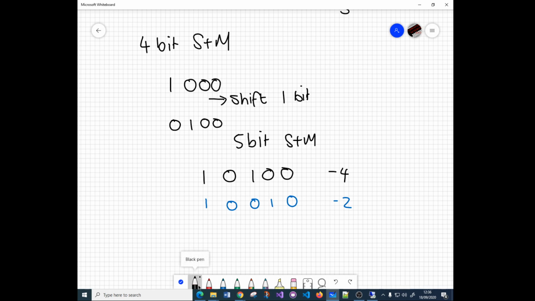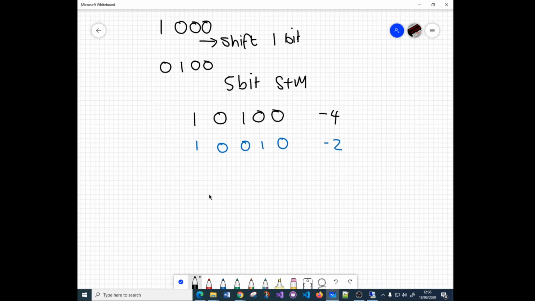In order to shift this, see if you can work out a process. You ignore the first one and then you shift it. No. Shift it apart from one of the five? No, you can't. You've got to shift the whole thing. Right, so let's go through it step by step. We've got 1, 0, 1, 0, 0.